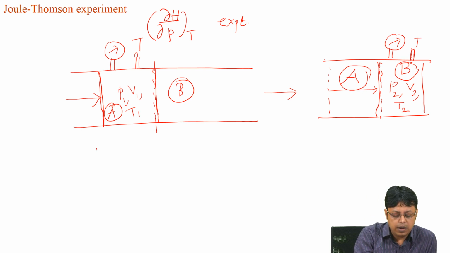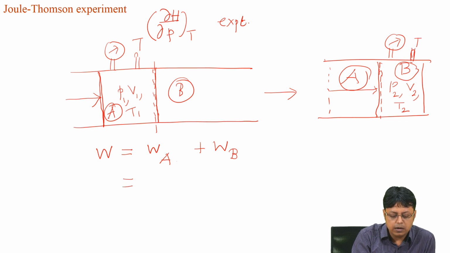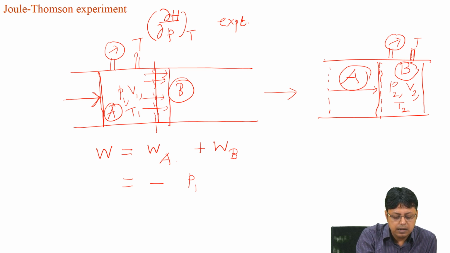So if we want to write down the work done in this process, the total work done is the work done on the left-hand side, WA, and the work done for chamber B together. Now what was the work done for chamber A? The expression for work done is minus P opposing into dV. What was P opposing in this case? It is P1, because as we move the piston from left to right, the opposing pressure is always P1, because the gas molecules are leaving chamber A and going to chamber B, and as a result the second piston keeps on moving.